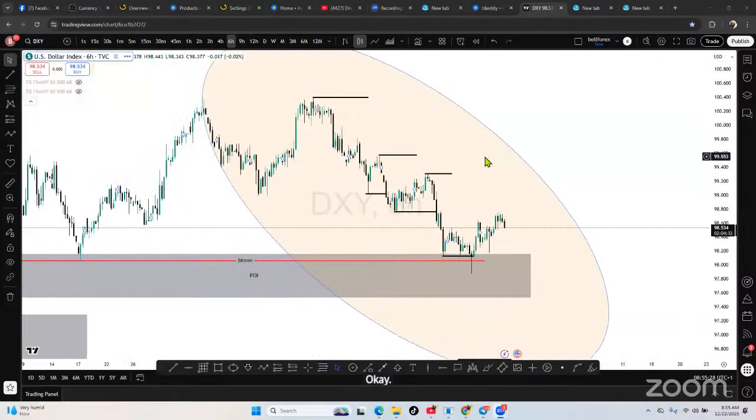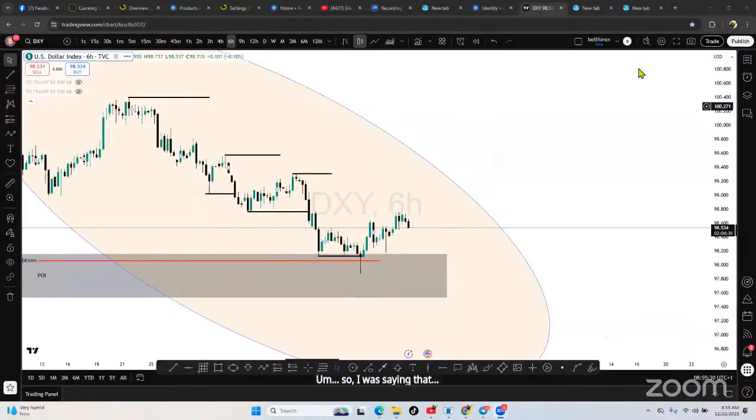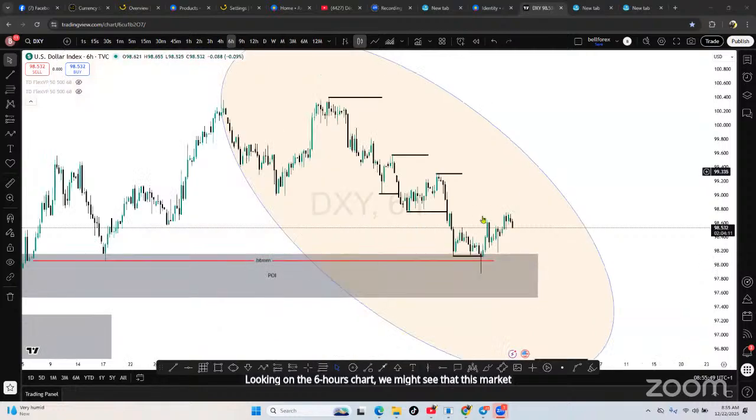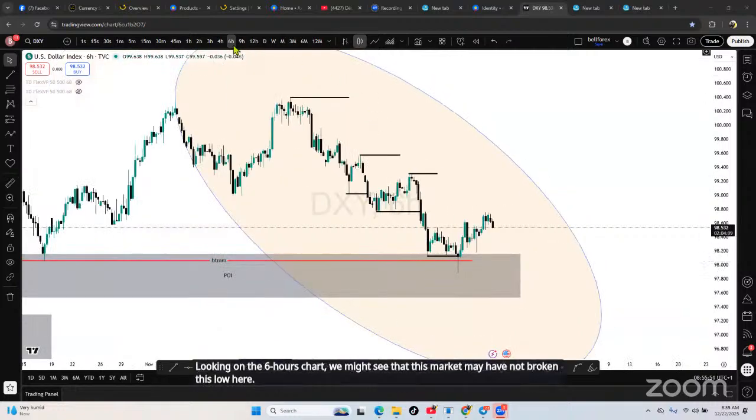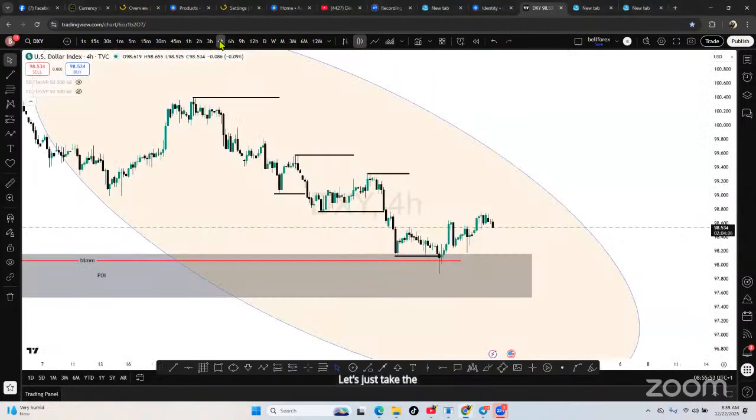So I was saying that looking at the 6 hours chart, if you want to look better at the 6 hours chart, we might say that this market has not actually broken this low here. So let's just check the 4 hours chart, because the 4 hours chart is also a valid time frame. So on the 4 hours chart, it's still not broken.